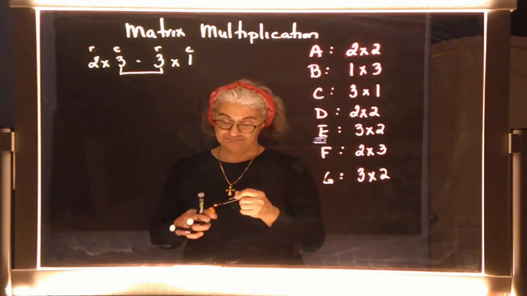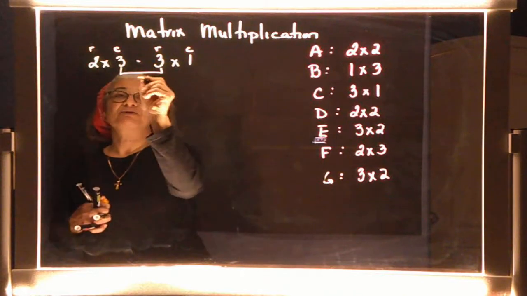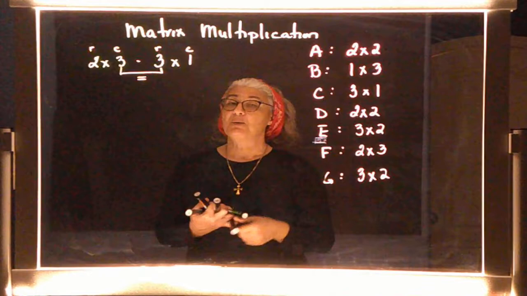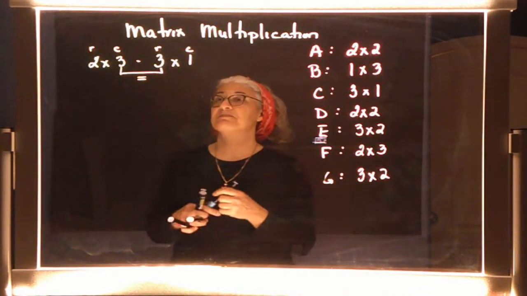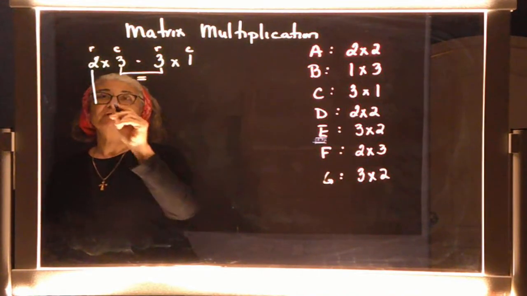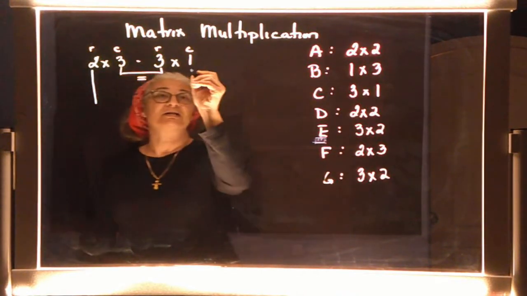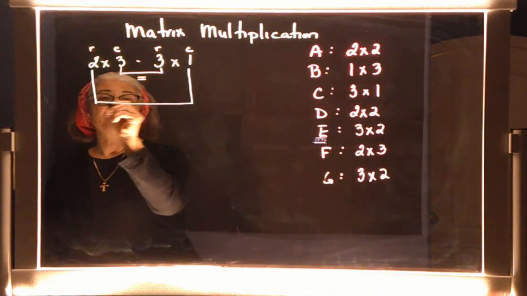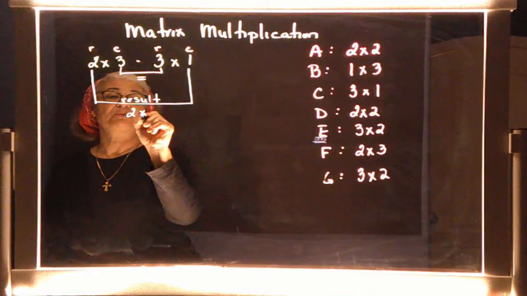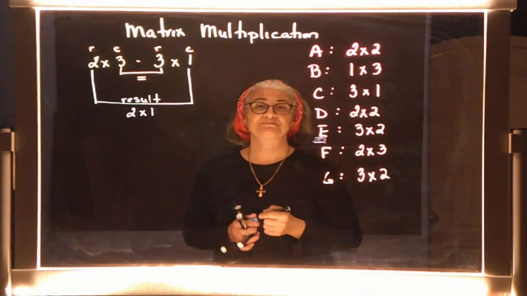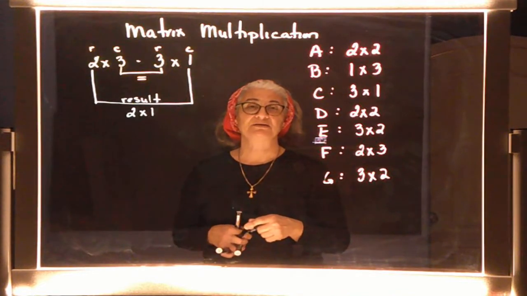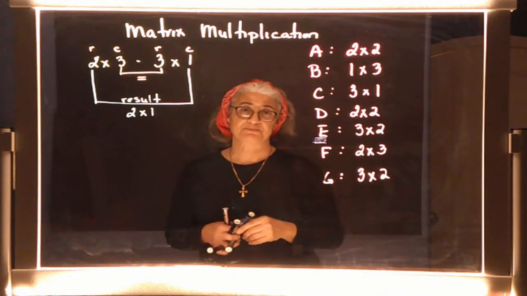And then, so these are equal, so check. And then my resulting matrix would be the number of rows on the first and the number of columns from the second. My resulting matrix will be a 2 by 1. When we do an example, you'll see it come to life a little better, okay? But this is what I'm looking for.